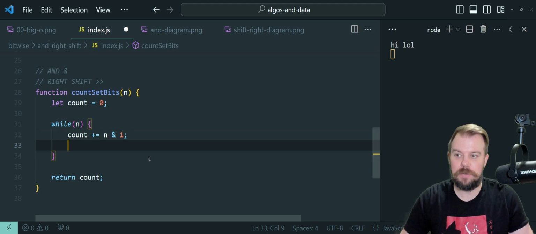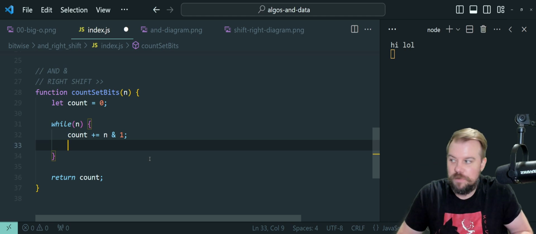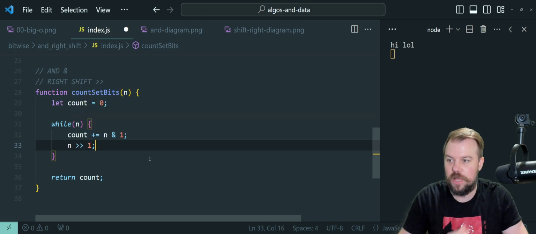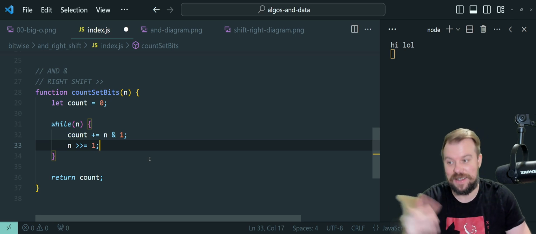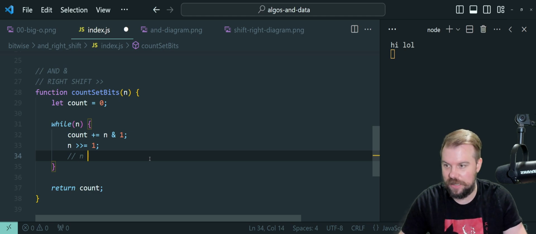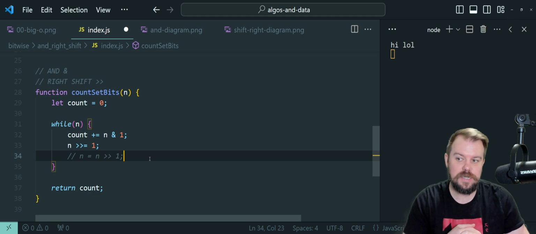So then we simply have to continue down the line of all of our bits until we're out. And that is actually done very simply with this little command right here, because we have to reassign it. Because remember, this is a reassign, so that right there is what we're looking at in terms of shorthand. So all this does is it shifts all the bits to the right by 1.